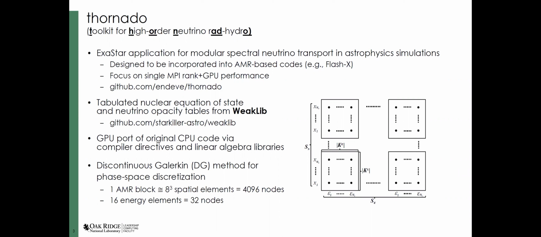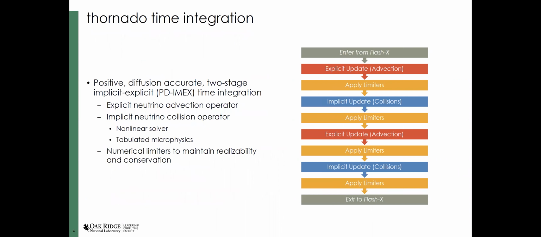The setup for the problem is that we have these finite volume blocks from something like FlashX. Then we do a phase-based discretization on top of those blocks, where we split a single AMR block up into spatial elements and then nodes within each block. Also in energy space, we apply a DG discretization as well. To couple this in Flash, there's a time integration that uses an implicit-explicit, or IMEX, scheme. Within each IMEX step, there are some discrete pieces of Thornado that are executed.